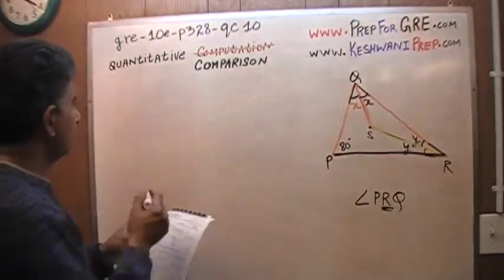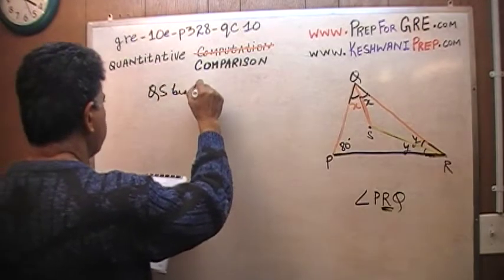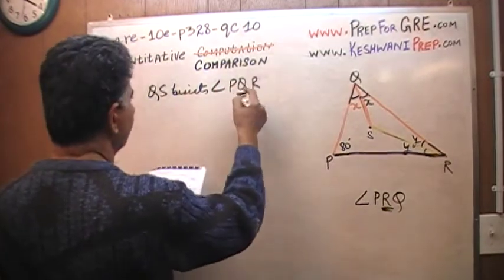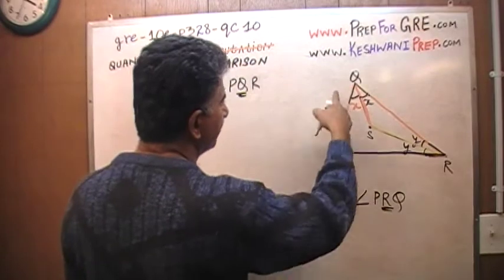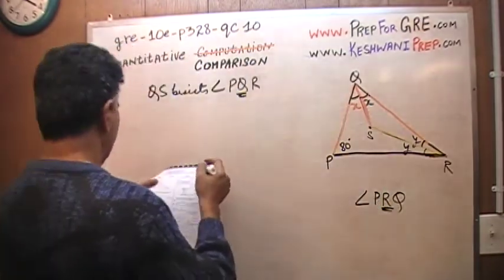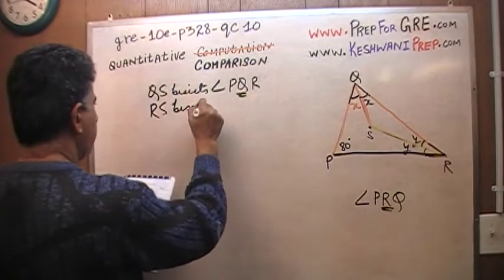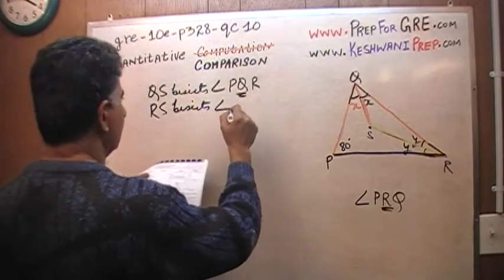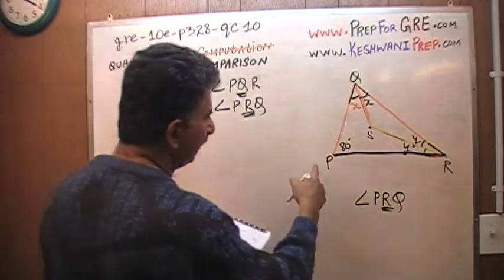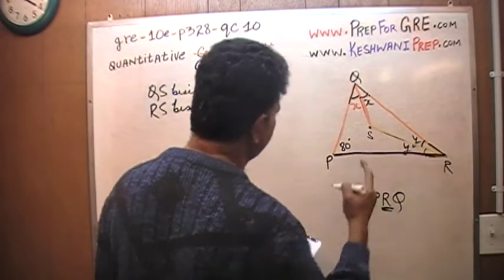So let's make a note here. QS bisects angle PQR. See again, Q appears in the middle. That's this. This angle is cut into two halves. If this is X, this is X. And then similarly, segment RS bisects angle PRQ. Again, R appears in the middle. This angle right here has been cut into half. If this is Y, then so is this one.